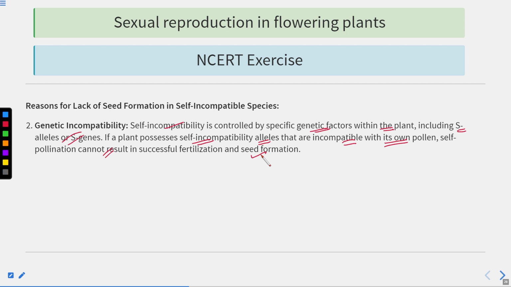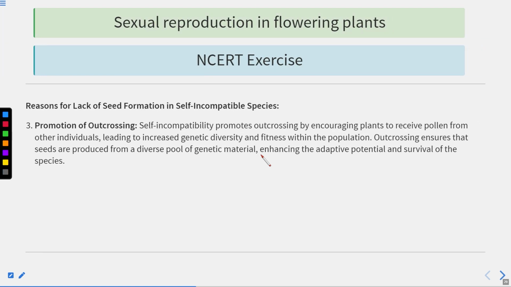Clear? Now, next one, what are the reasons for lack of seed formation? Again, the third one is the promoting of outcrossing. Because of this self-incompatibility, outcrossing is promoted. Outcrossing means cross-pollination. Okay? Now, self-incompatibility promotes outcrossing by encouraging the plant to receive pollen from another individual. And this will lead to increased genetic diversity.